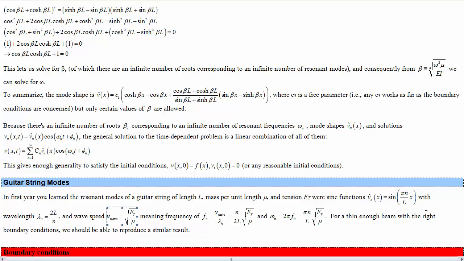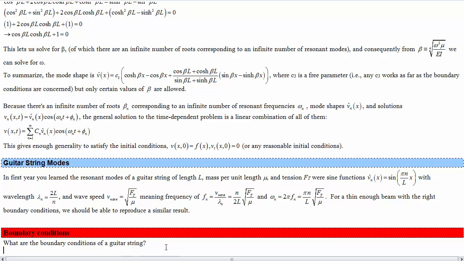And you know the resonant modes are the ones that fit on the string with nodes at each end, and that's in general sine of pi n by L multiplied by x, where the string goes from 0 to L, giving us this wavelength, 2L over n. And for this wave speed, we can figure out what the frequency is, n pi by L root T over mu. So then for a thin enough beam with the right boundary conditions, maybe we can reproduce this result. Let's find out. What are the boundary conditions of a guitar string?